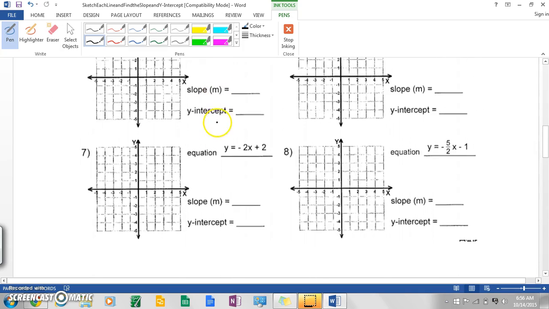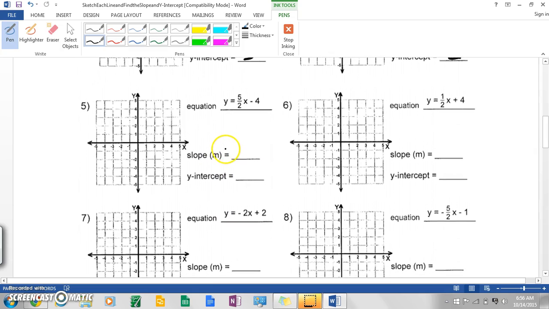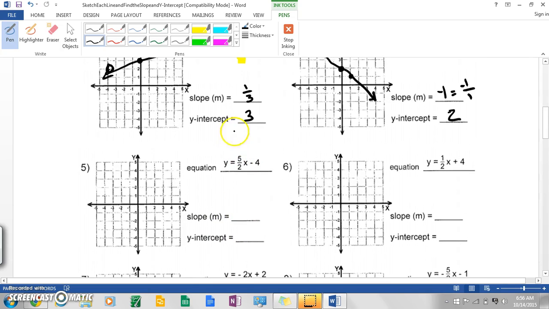There are 4 more questions on this page. What I would like you to do is pause this video at this moment and try the last 4 on your own. When you come back after the pause, the answers will be here, and there will be a discussion of it. But pause and try these on your own. Look back to the previous examples. If you need to rewind, feel free to do that.